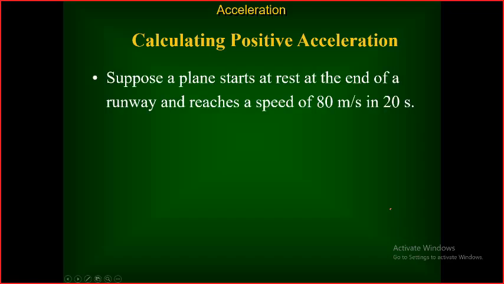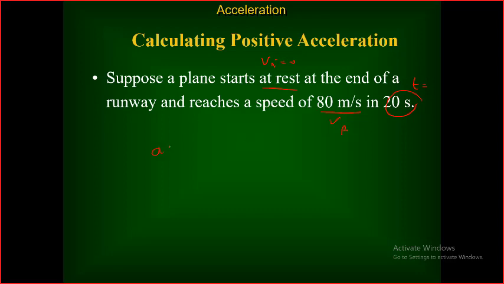I'm just telling you that we have an object, this airplane, that starts at rest. Starts at rest, that means V initial equals 0. I have to put, guys, the values just on the problem itself. Put your values like that. That makes things easier for you. And at the end of the runway, it reaches a speed of 80 meters per second. That of course should be V final. And that happens in 20 seconds, that would be T. How much is the acceleration?